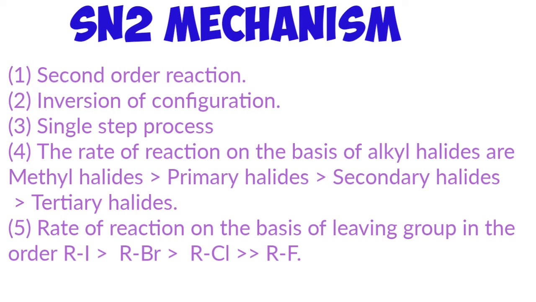Fourth one, presence of bulkier group inhibits the rate of reaction. The order of reactivity is primary > secondary > tertiary halides. Fifth one, as the size of halogen in the haloalkane increases, the rate also increases. The rate decreases in the order alkyl iodide > alkyl bromide > alkyl chloride, which is again greater than alkyl fluoride. Now the SN1 mechanism.